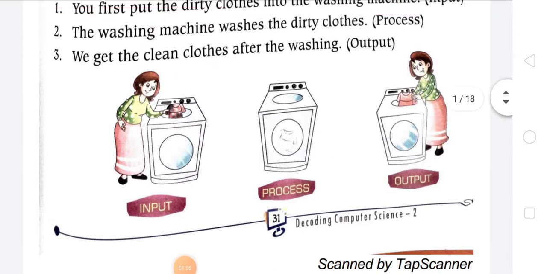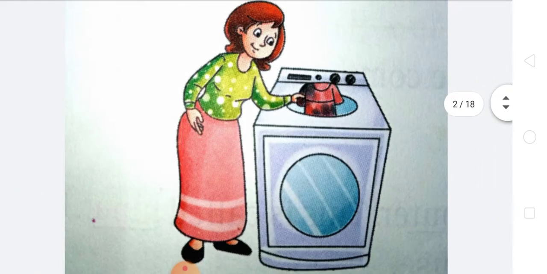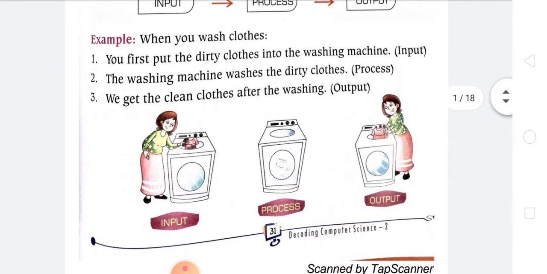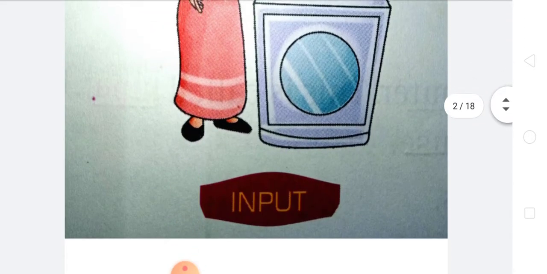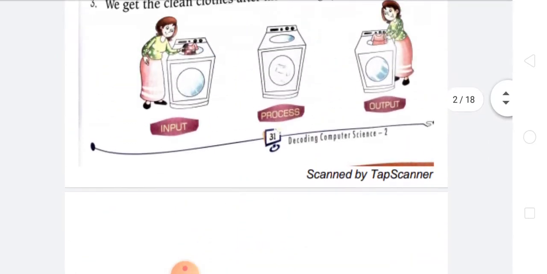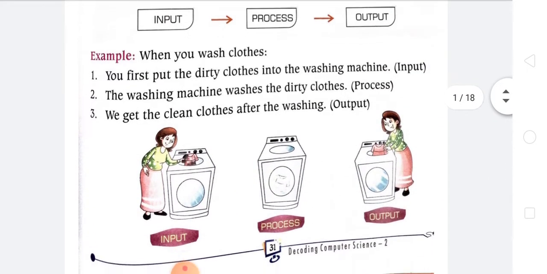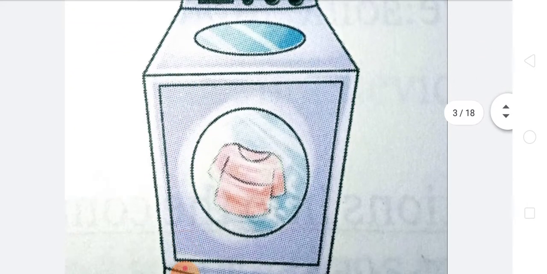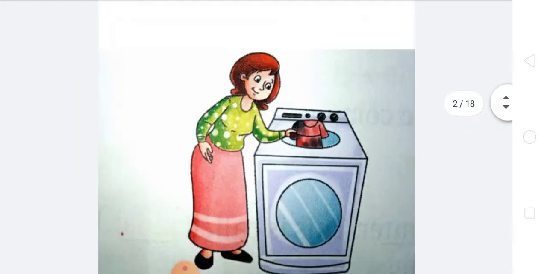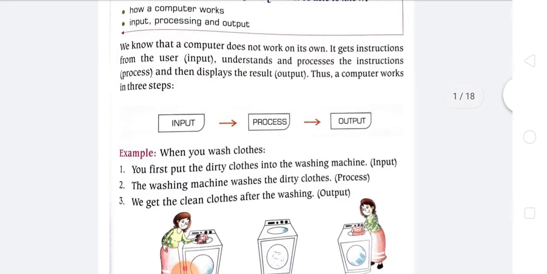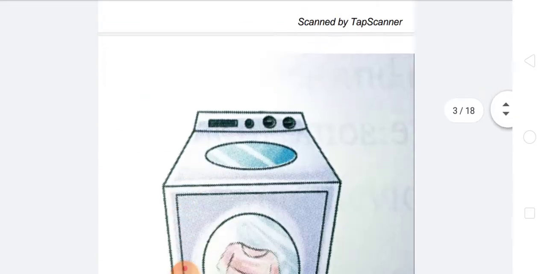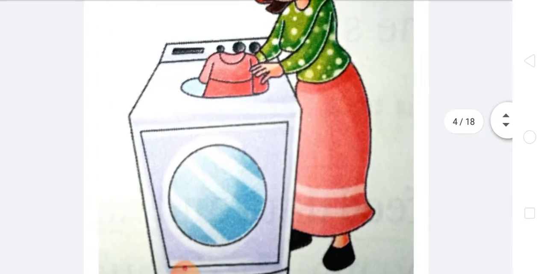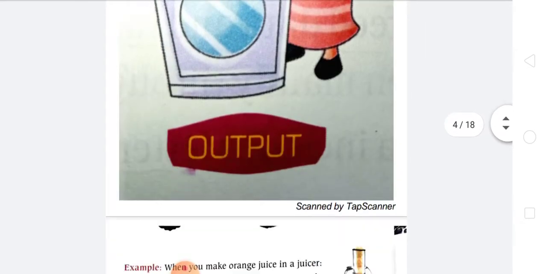Here you see in the first picture, this lady first puts the dirty clothes into the washing machine. This process is input. Then in the second one, the washing machine washes the dirty clothes. This one is the process, and in the last one we get the clean clothes after the washing, that is output. So these are the 3 steps of processing of a computer.